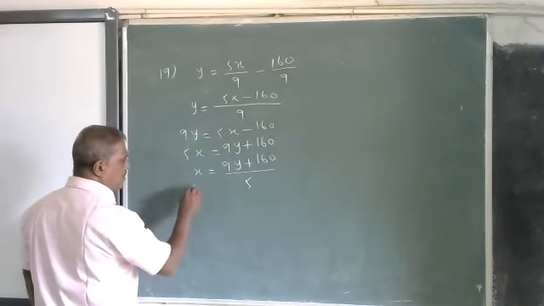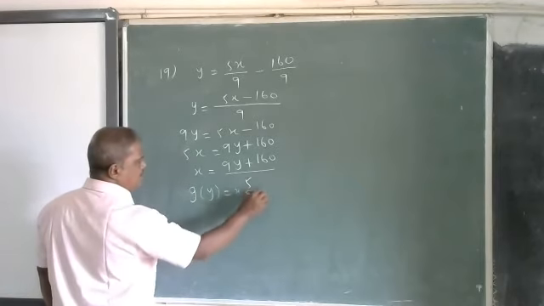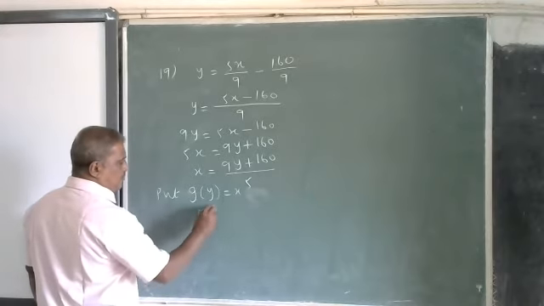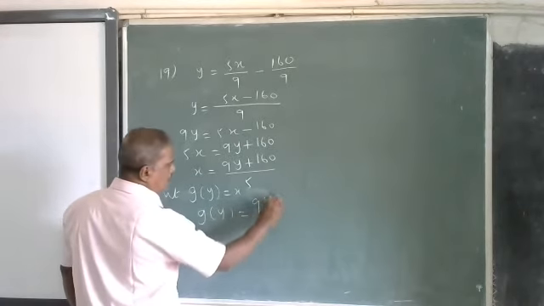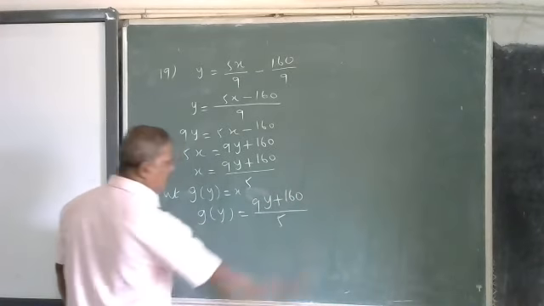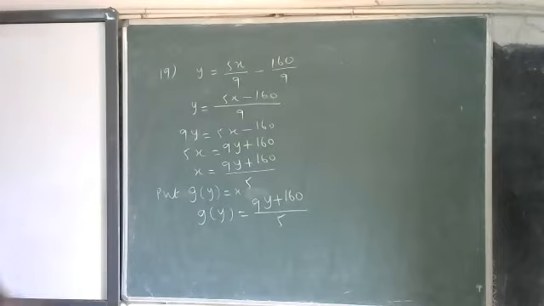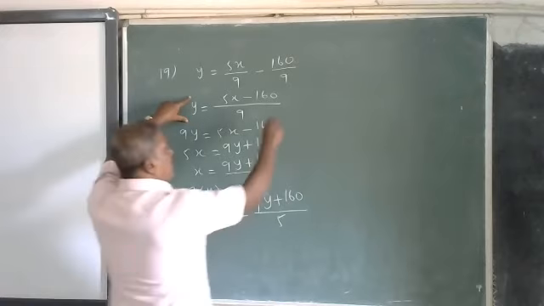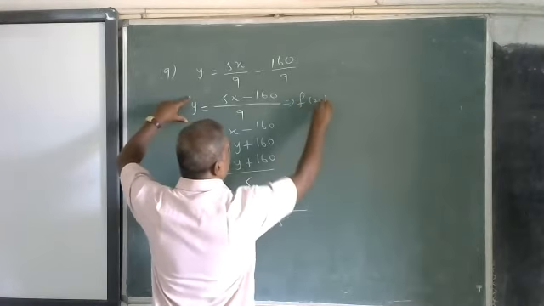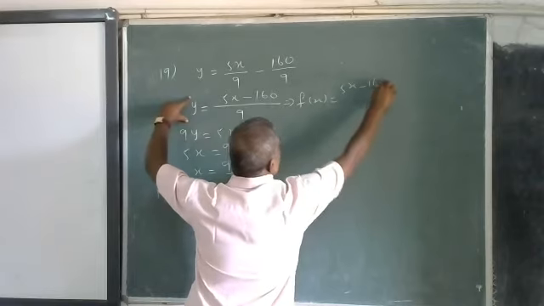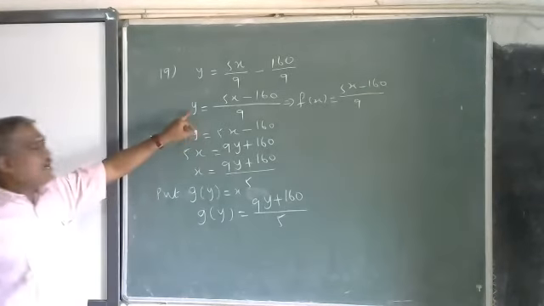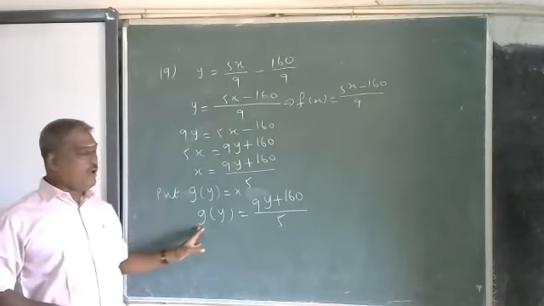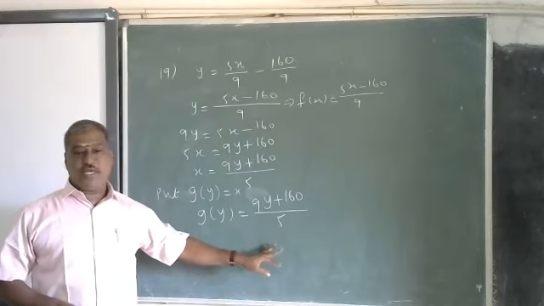g of y equal to x. So g of y equal to (9y plus 160) divided by 5. If y equal to f of x, then f of x equal to (5x minus 160) divided by 9. Then g of y equal to (9y plus 160) divided by 5.